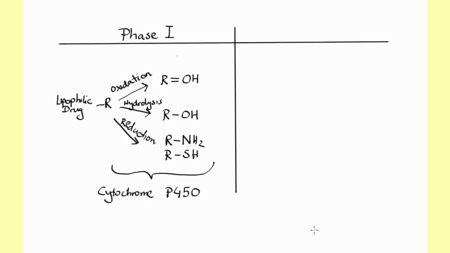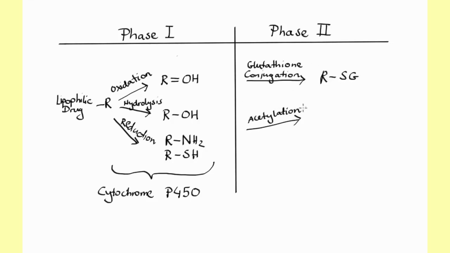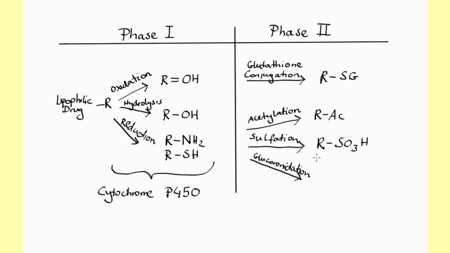Now, if metabolites from phase 1 are still too lipophilic, they can undergo a conjugation reaction, which involves addition of a polar group. And this is what happens in phase 2. So in phase 2, we are going to see glutathione conjugation, acetylation, sulfation, and glucuronidation. These reactions produce polar conjugates which cannot diffuse across membranes. Therefore, they are easily eliminated from the body.